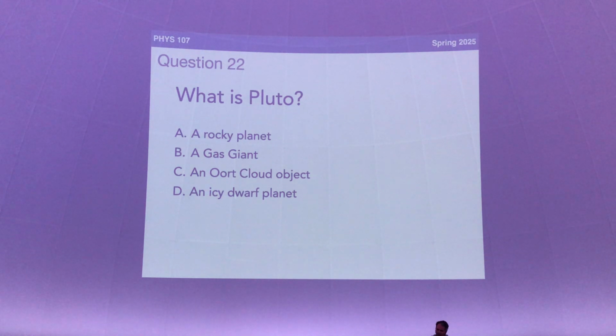Okay, what is Pluto? A rocky planet, a gas giant, an Oort cloud object, or an icy dwarf planet? How do we classify that? One, two, three. Who's still angry about the fact that Pluto is no longer officially a planet? It's always a remarkable number of people. It's been 10 years already.